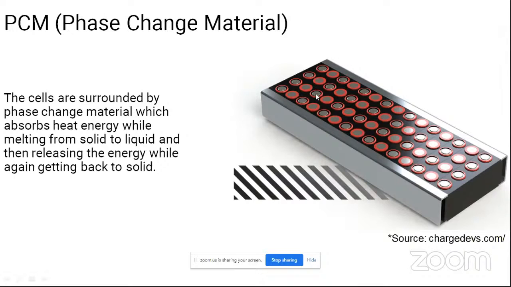So how does it work? Suppose our vehicle is running, charging or discharging. In that case, the battery will be generating heat, and this PCM material will absorb the heat and change its state from solid to a semi-liquid condition. When we stop using the vehicle, it will release its heat to the environment and get back to solid state again. That is where PCM works.